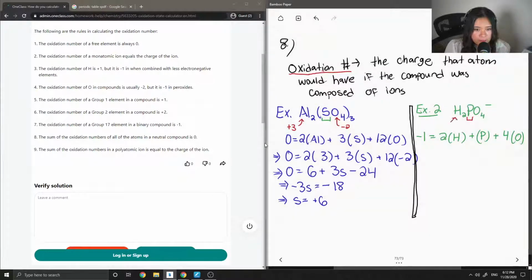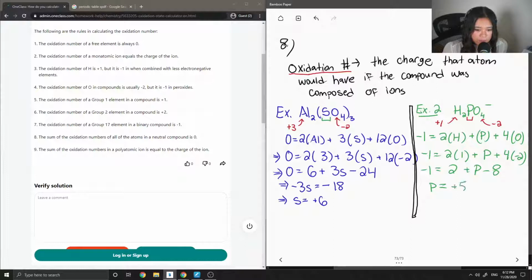Let's recall that this isn't a hydride, so each hydrogen atom has an oxidation number of +1, and each oxygen atom has an oxidation number of -2. So now let's just plug in those values and then solve for the unknown. So we end up with an oxidation number of +5 for phosphorus.